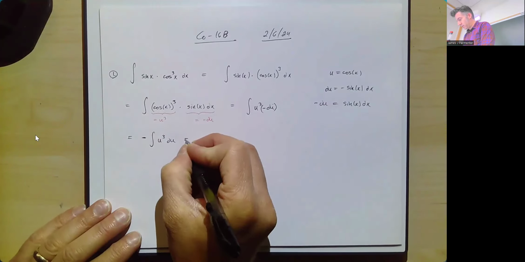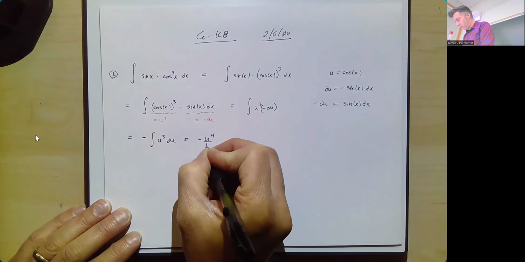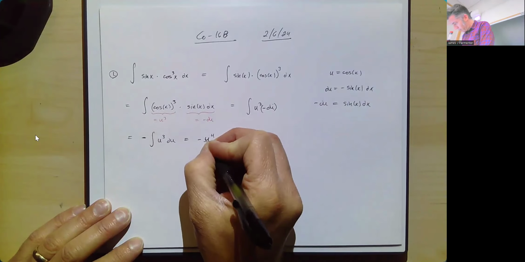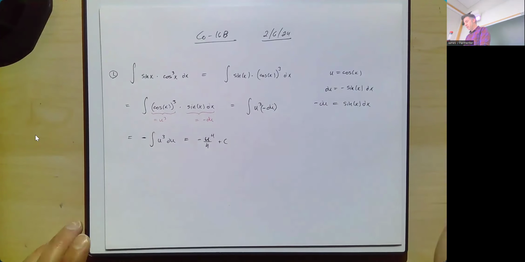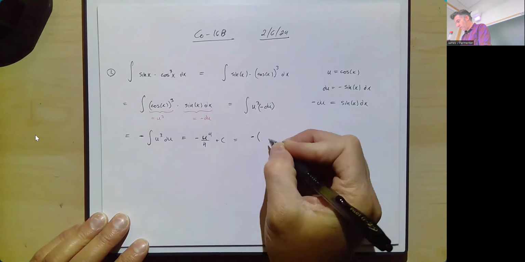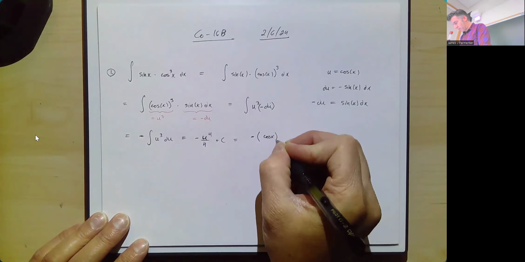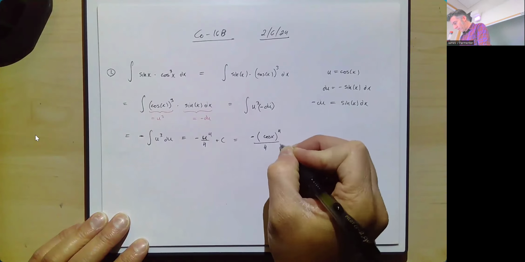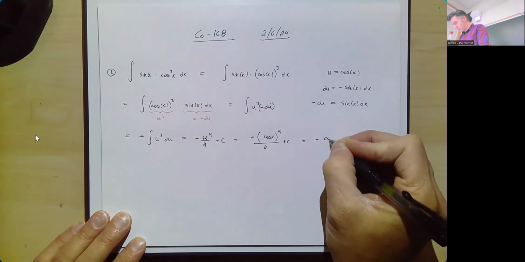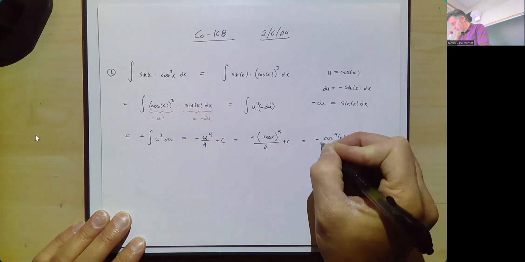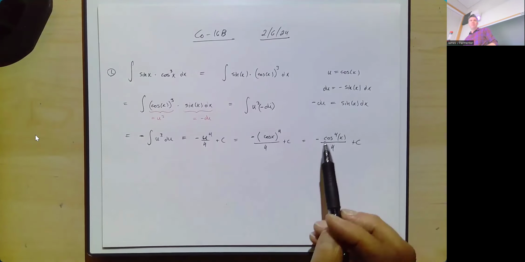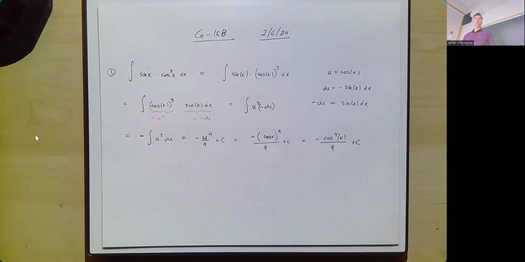Anti-differentiate, get negative u to the 4th over 4 plus a constant. Trying to make your u's not look like 4s. It's always my issue. And then finally, sub back in what u is equal to. We get negative cosine of x to the 4th power all over 4 plus c. Or written probably more normally, negative cosine to the 4th of x all over 4 plus c. Either way is fine. This is the more typical notation, but either way is okay.